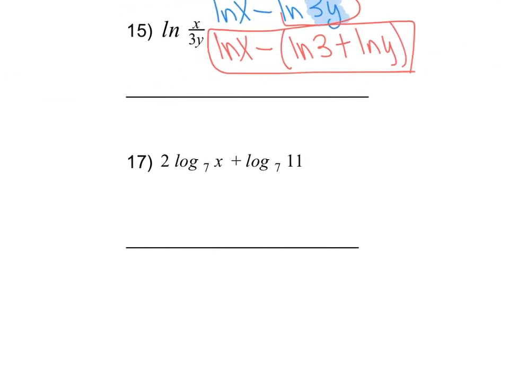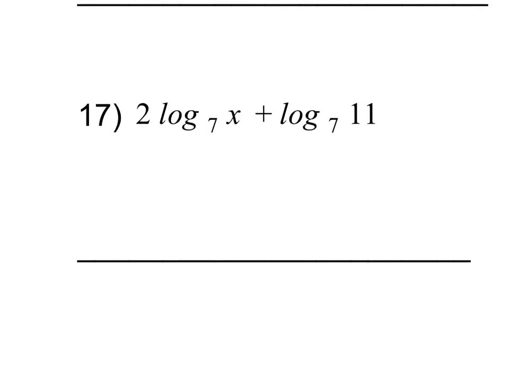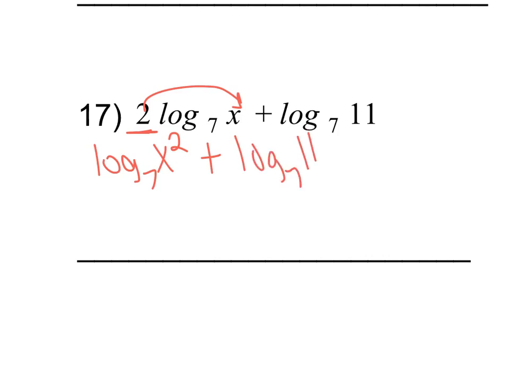All right, this time we are condensing them back together. I know we need to condense them back together because there's 2 terms here that need to be put back together. If I have a 2 out in front, the first thing I need to do is take care of that and make it into an exponent. So I'm going to have log base 7 of x squared, because I'm going to move that up, plus log base 7 of 11. And with addition, I'm just going to put that together with multiplication. So I'd have log base 7 of 11x squared.